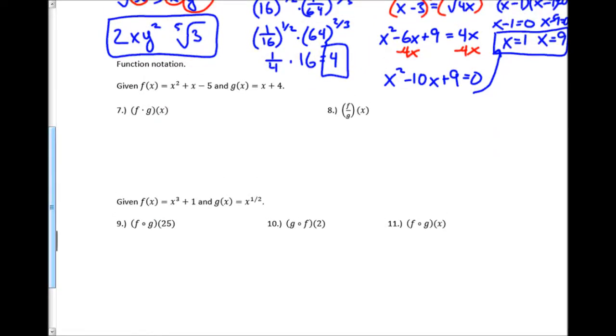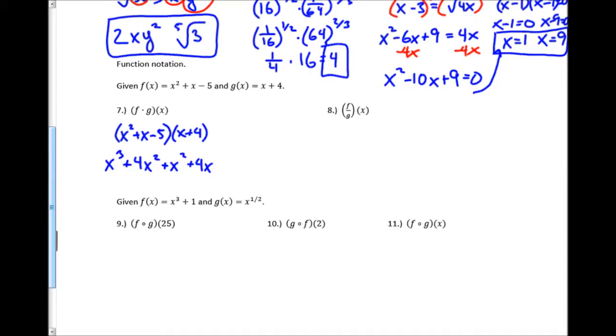If I look at the next one, it just asks me to multiply these two things. So I take the f of x function, which is the x squared plus x minus 5, and I multiply it by the g of x function, which is the x plus 4. And when I do that, it's simply just my distributive property. I'm going to distribute the x squared. That's going to give me an x cubed plus 4x squared. I distribute the x. That gives me an x squared plus 4x.